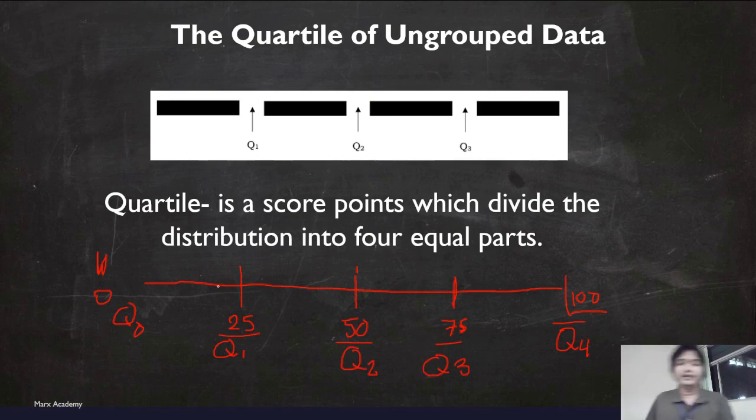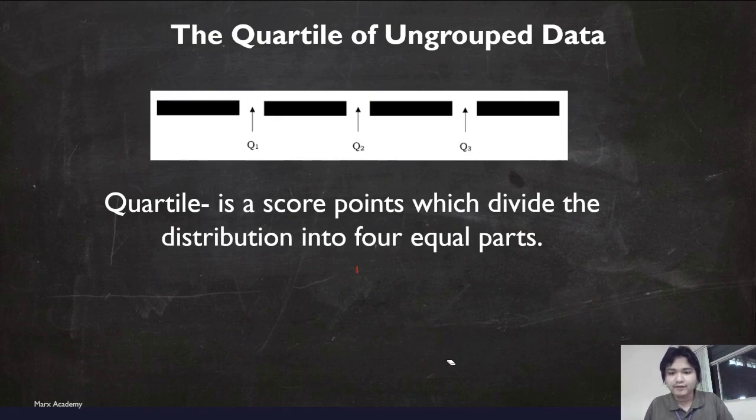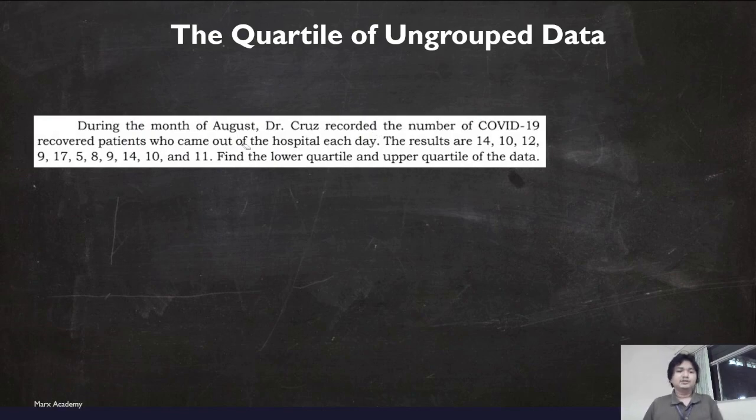So we're going to proceed to an example of the quartile of ungrouped data. During the month of August, Dr. Cruz recorded the number of COVID-19 recovered patients who came out of the hospital each day. The results are 14, 10, 12, 9, 7, 5, 8, 9, 14, 10, and 11. Find the lower quartile and the upper quartile of the data.